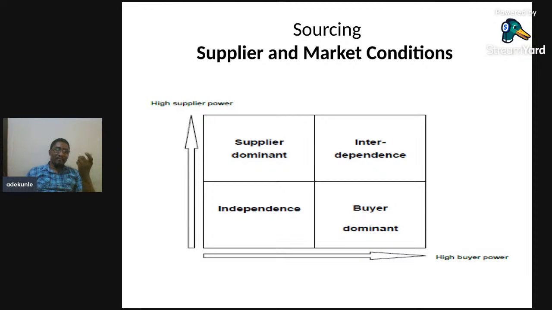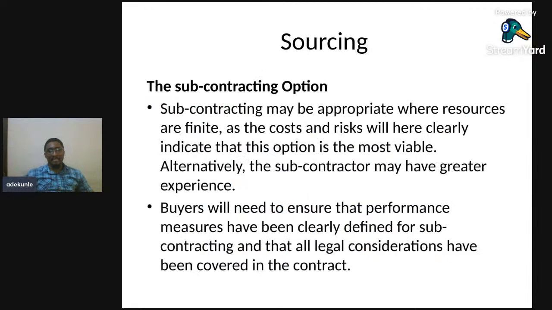Then, if you have a market condition with both high supplier power and high buyer power, there's the concept of introducing interdependence between yourself and the other party. So you need to find a way to move across and make the right purchase.